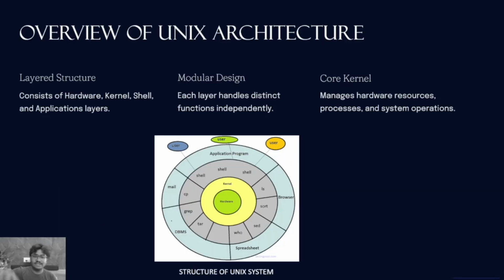As you can see, there is hardware, kernel, shell, and application program. First comes the hardware layer. At the base, we have the hardware: the physical CPU, memory, disk, and input-output devices. Second, the kernel. Above the hardware lies the kernel, the heart of the operating system. It manages processor scheduling, memory management, file system access, device drivers, and security.